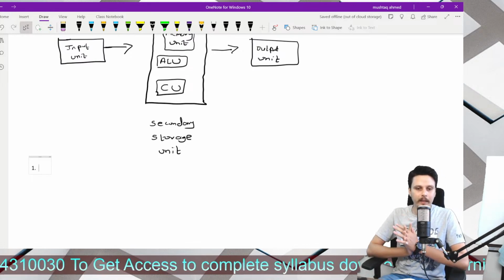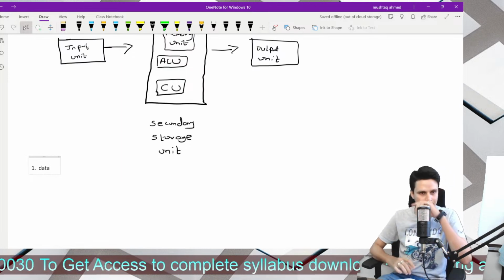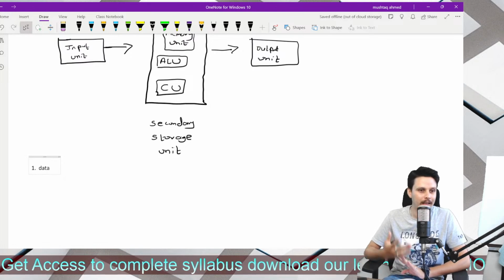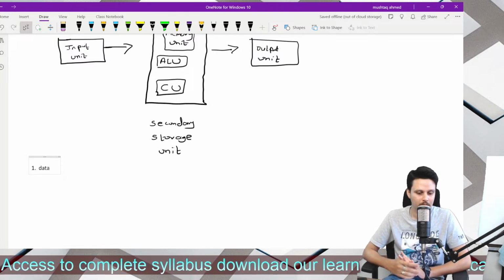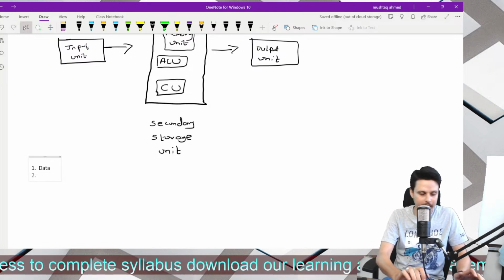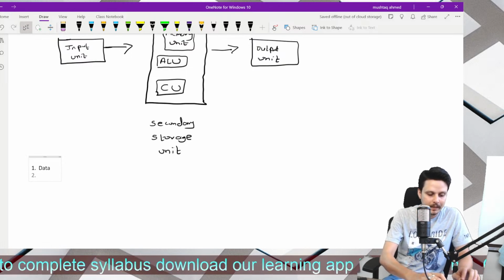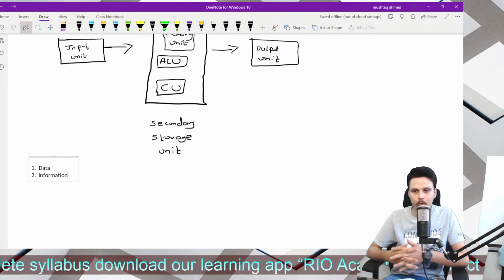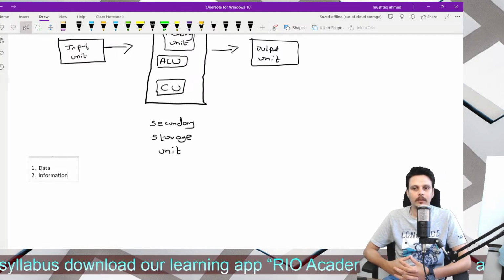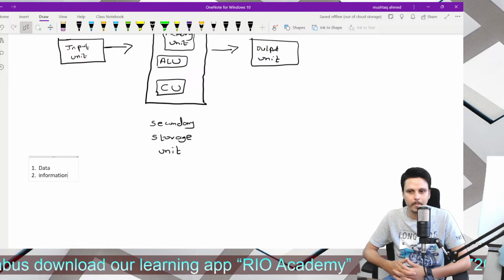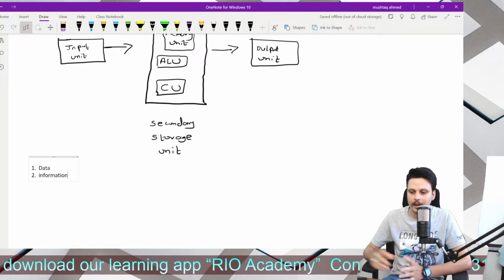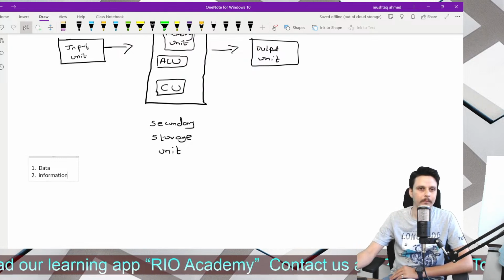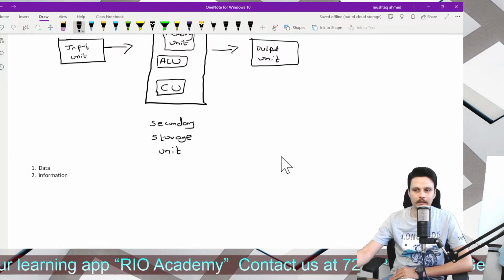So what do you mean by data? Data is something that is stored in the computer. If that is right, then what do you mean by information? You will get at least one question from data or information. So what do you mean by data and what do you mean by information? Both are not the same. There is a difference.